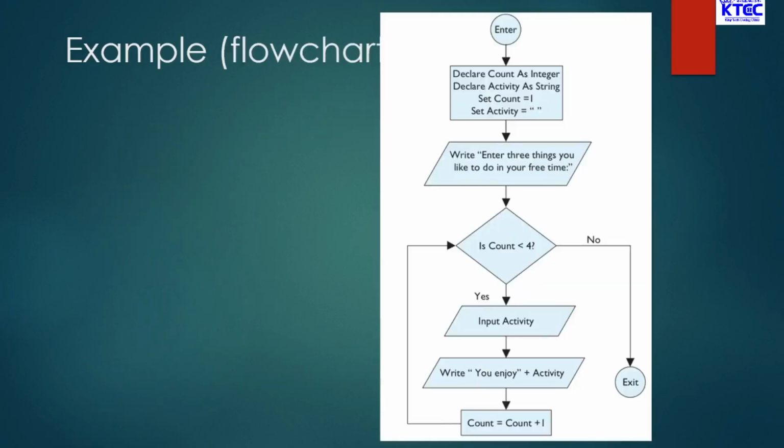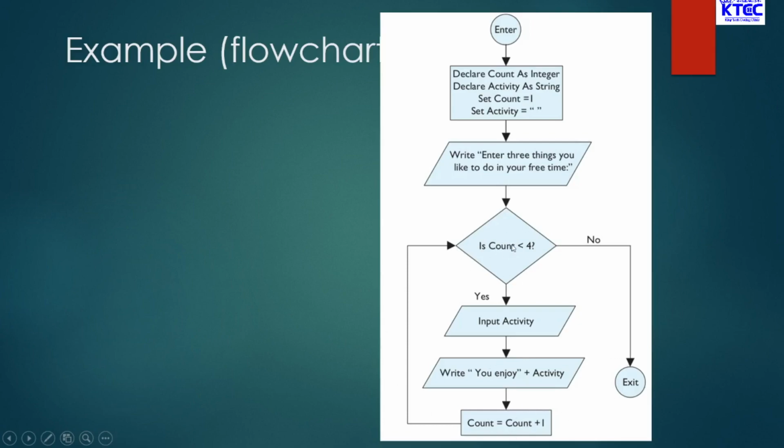So this is the flowchart of the pseudocode you saw there. Declare count as integer, declare activity as string, set count equal to 1, activity as empty string. So you have to write, enter 3 things you like doing. You enter that, and then we check the count variable. Whatever you enter here, we input. So input activity. After you input your activity, if the count here is less than 4, then it will display this, and you have the chance to enter again.